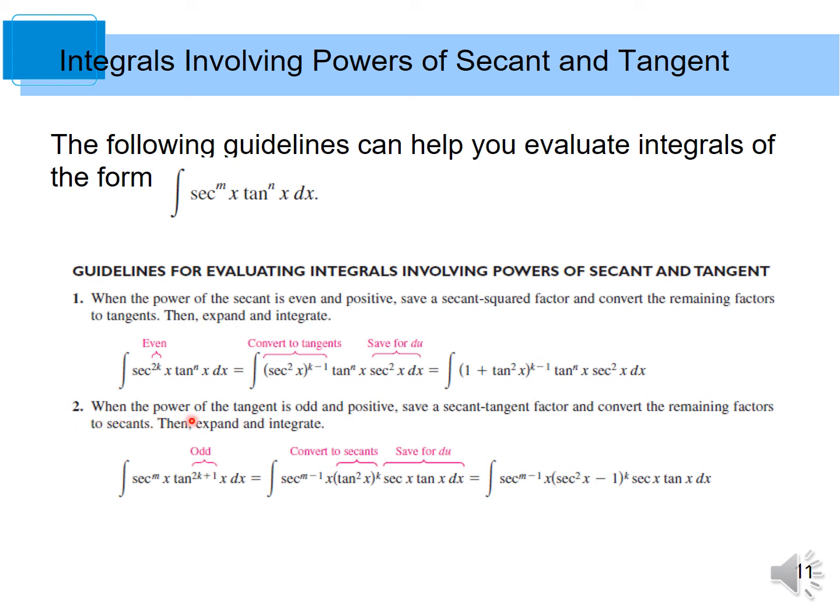Second, when the power of the tangent is odd and positive, save a secant tangent factor and convert the remaining factors to secants. Then expand and integrate. Now look at this one. If the order of the tangent is odd, we can break it into 2k plus 1. So we will have tangent square x power to the k and one more tangent x here.